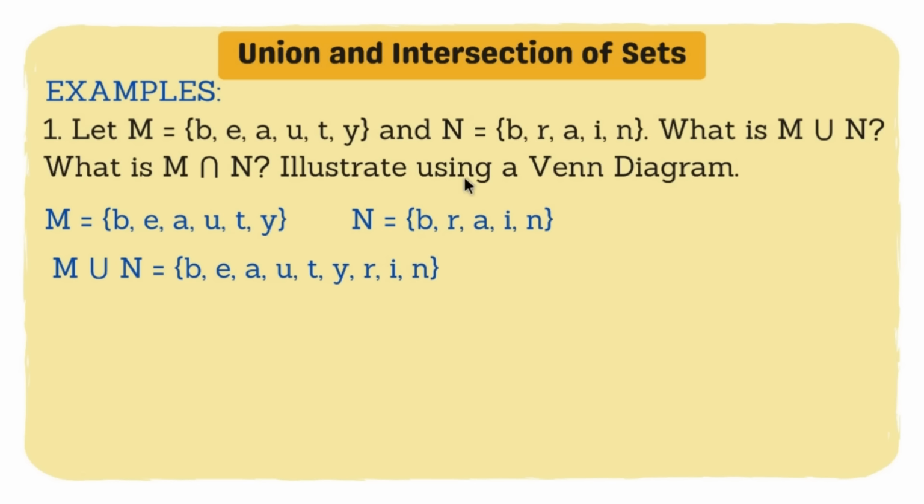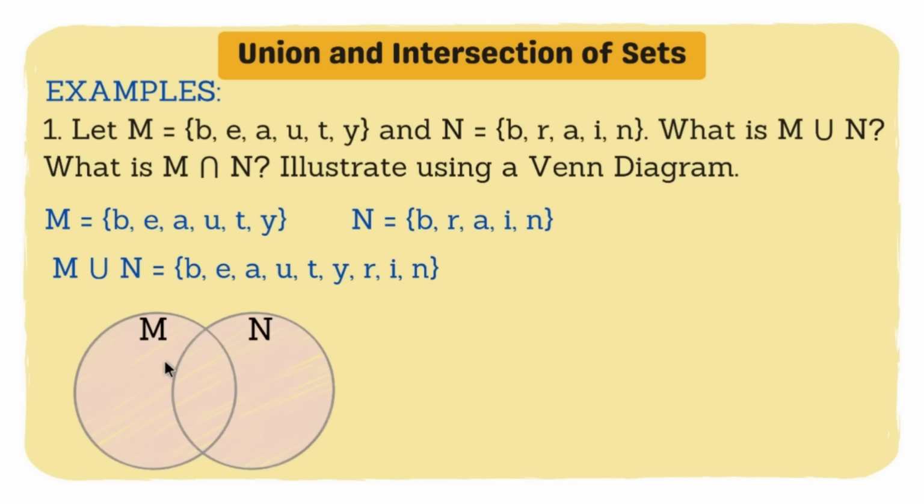Next is to illustrate using a Venn diagram. I-illustrate muna natin itong union before we proceed sa intersection. Okay, let's draw a two-circle Venn diagram with set M and then set N. Okay, next, unahin muna natin dito sa gitna.